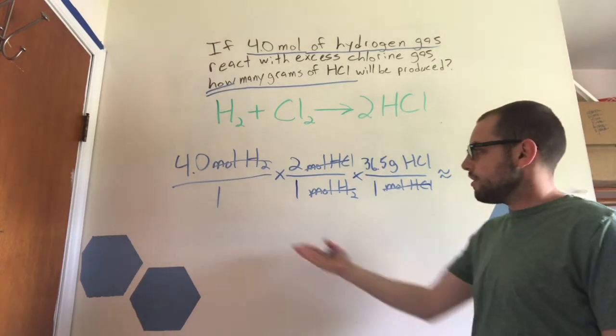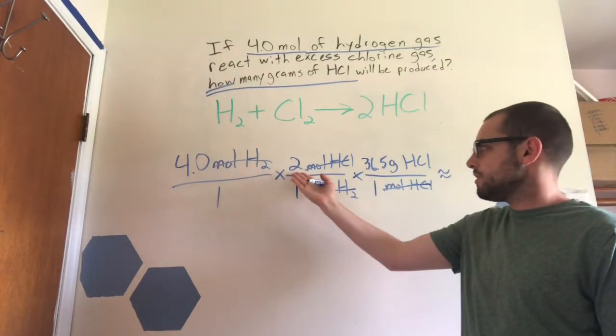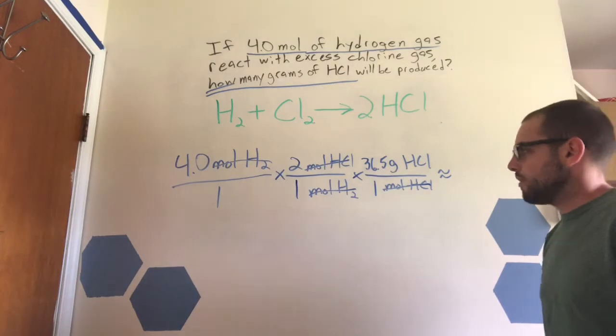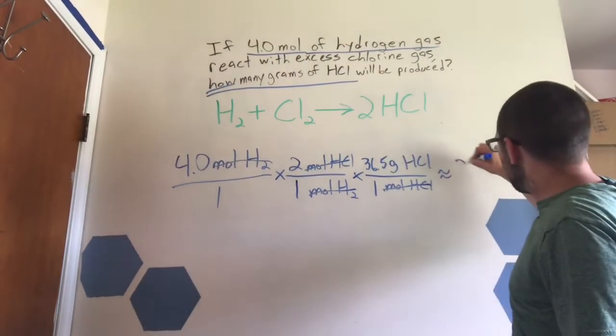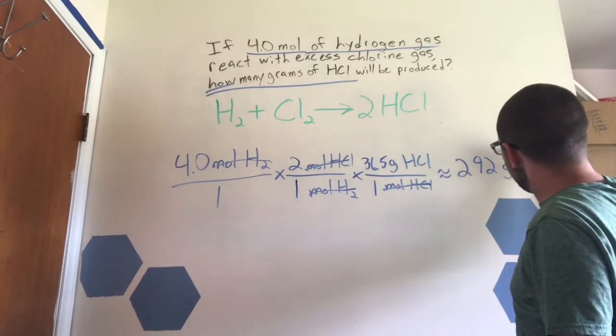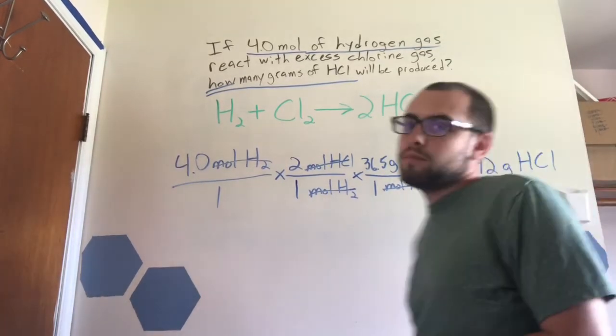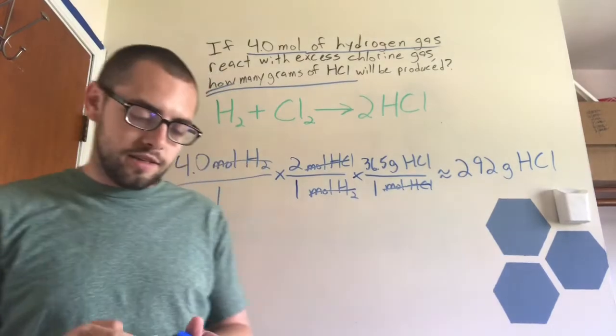I would do my math here. 4 times 2 times 36.5. And I'm going to end up with about 292 grams of hydrochloric acid.